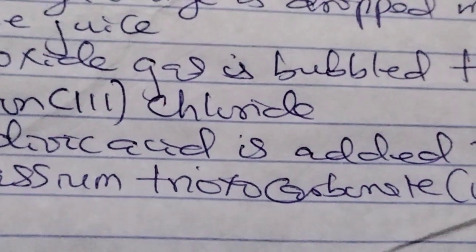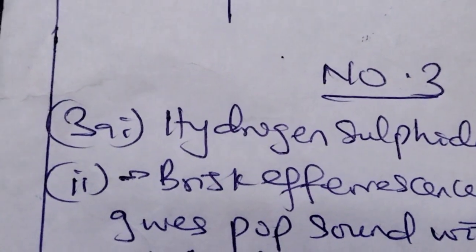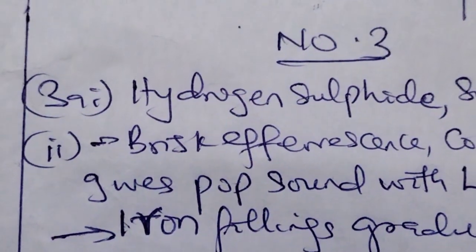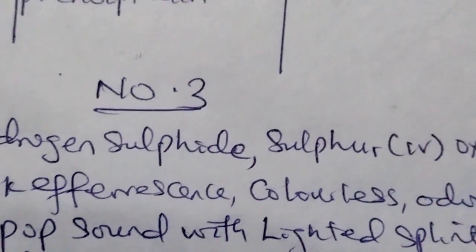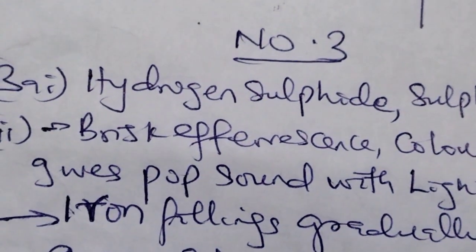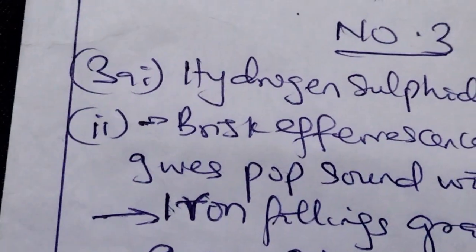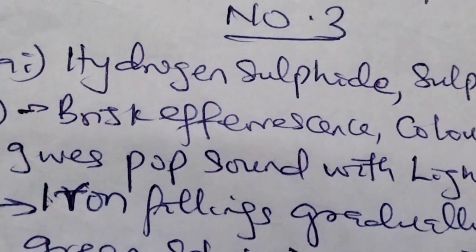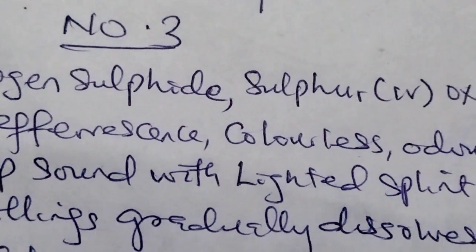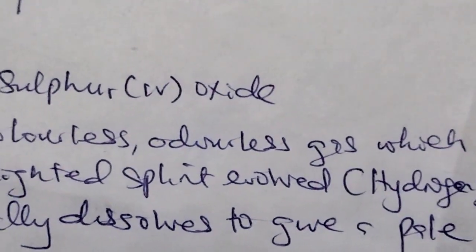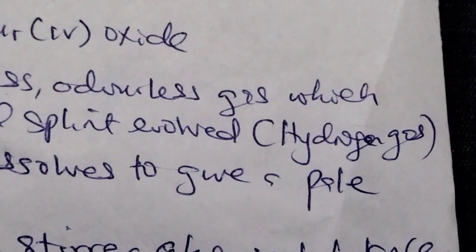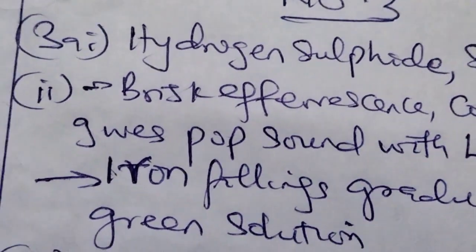We go to the answers now. The solution for 3AI: hydrogen sulfide and sulfur(IV) oxide. The gases that can decolorize potassium heptaoxodichromate(VI) are hydrogen sulfide and sulfur(IV) oxide. Then 3AII, state what we observe when dilute hydrochloric acid is added to iron filings. Two observations to be made. First is brisk effervescence, colorless, odorless gas which gives a pop sound with a lighted splint evolved. The gas is hydrogen gas. Number 2, the iron filings gradually dissolve to give a pale green solution. So that's the observation made for 3AII.